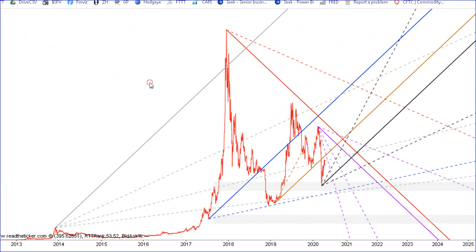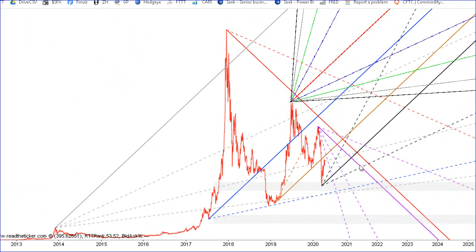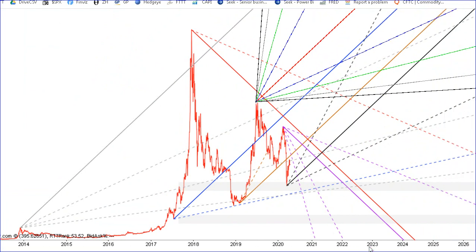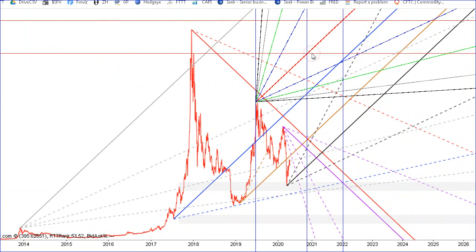So if I was really conservative on my breakout, I would suggest something along these targets here. Say 2 years from now, where's my... around there, that's 20. $17,000 to $20,000 in 2 years would be conservative if we are bullish.